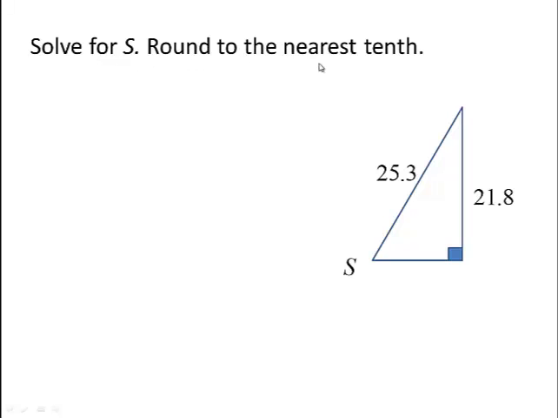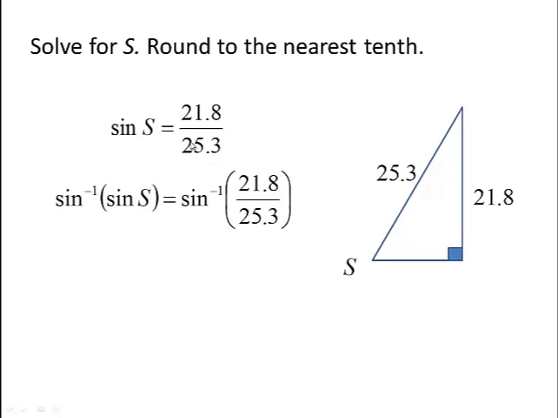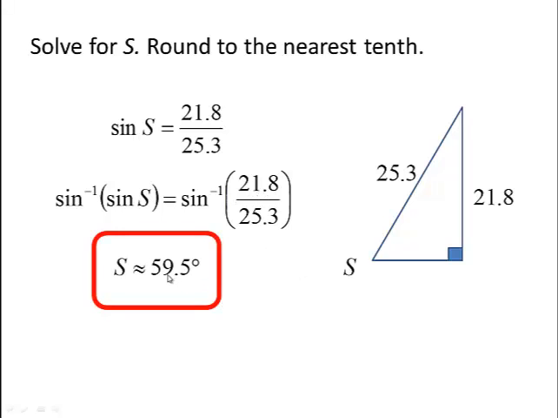Solve for s, round to the nearest tenth. So we have opposite and hypotenuse, that's a sine function. Sine of s is equal to opposite over hypotenuse. Taking the arc sine to cancel out the sine, we get s is equal to the arc sine of 21.8 over 25.3, and that rounds to approximately 59.5.